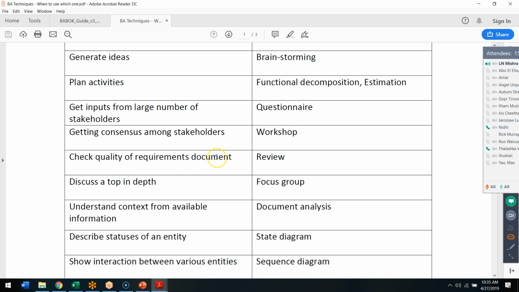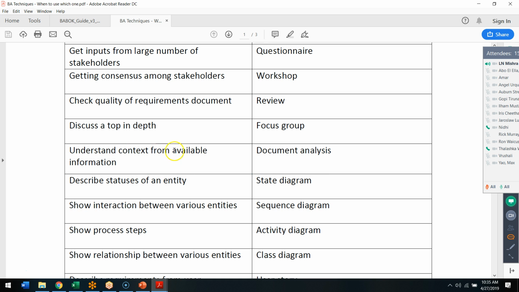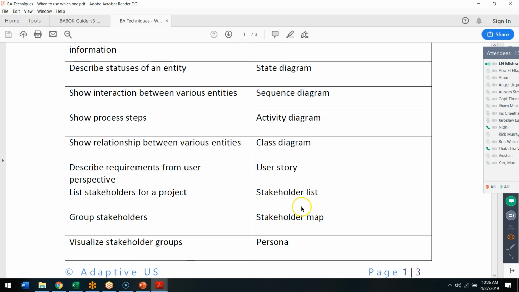You want to check the quality of requirements document, use review. Discuss a topic in depth, use focus group. Understand context from available information, use document analysis. Describe statuses of an entity, use state diagram. Show interaction between various entities, sequence diagram.